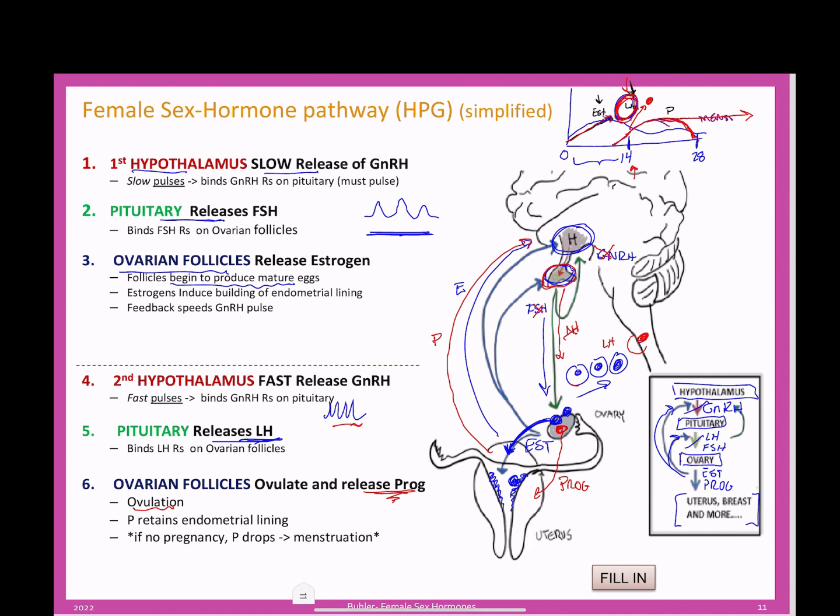It also comes back to the endometrial lining and says don't grow anymore, but stay here, retain in case there's a pregnancy. If there's a pregnancy, then the embryo will take care of everything from then on. If there's not a pregnancy, then the progesterone drops, and that causes the shedding of the endometrial lining, which is menstruation.